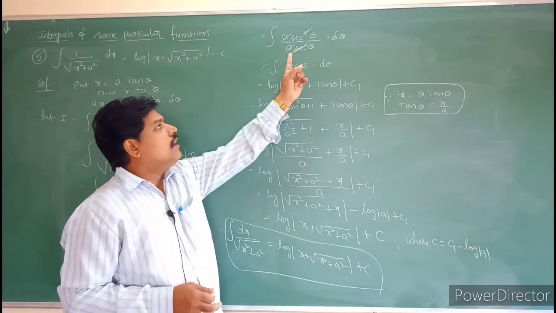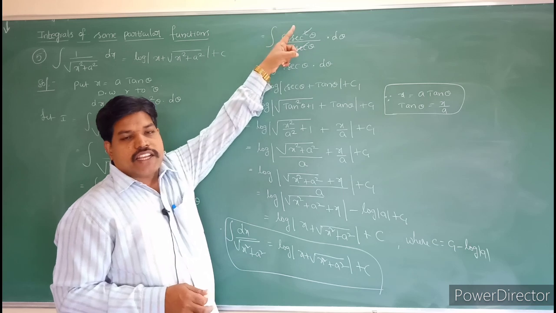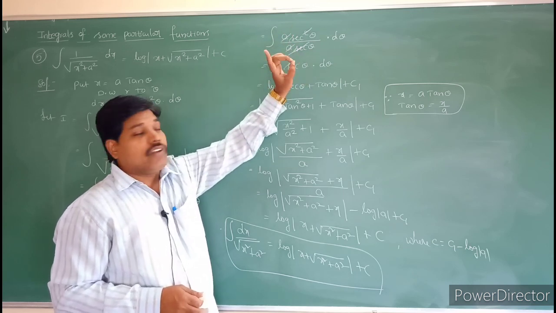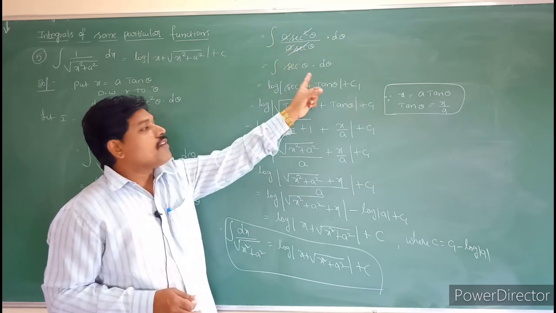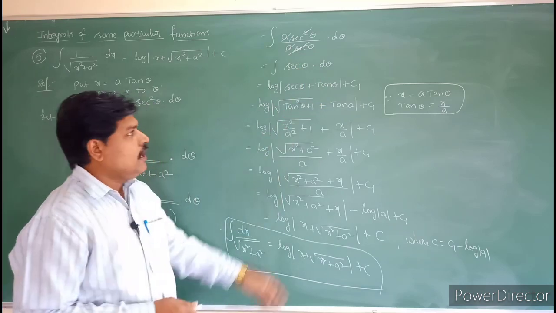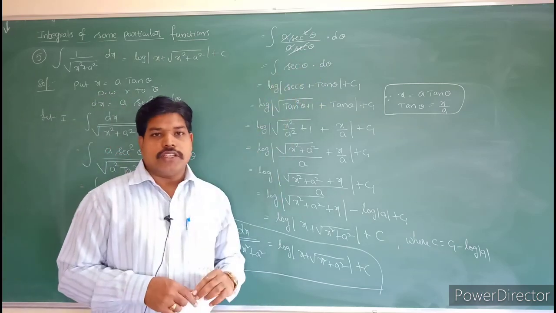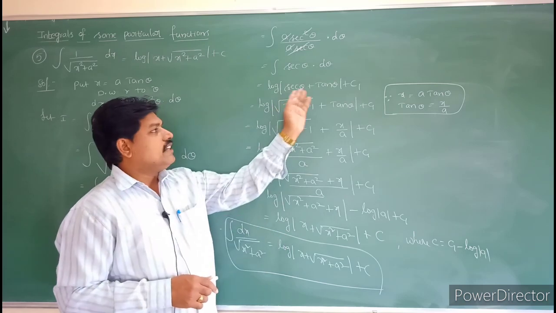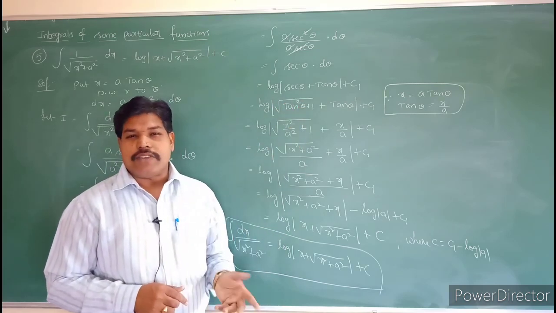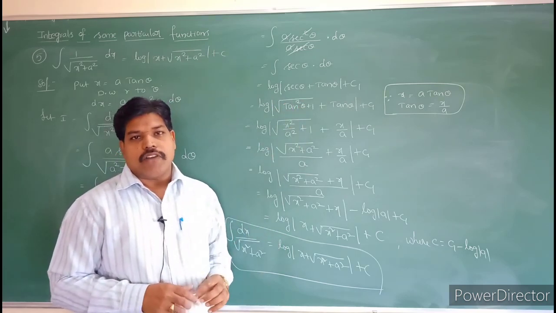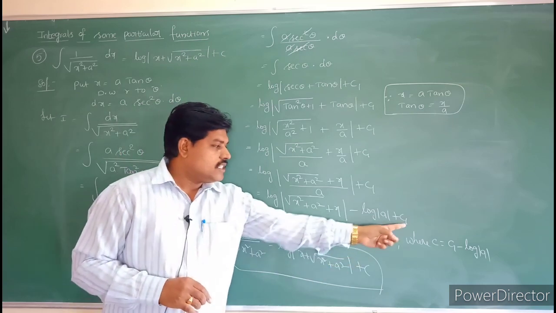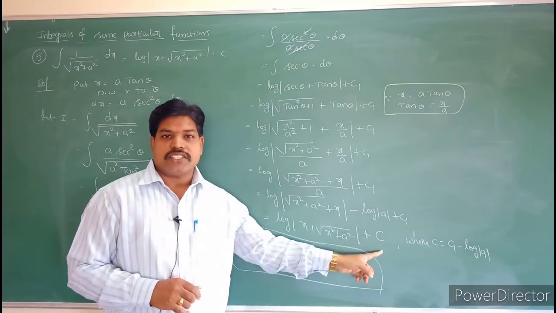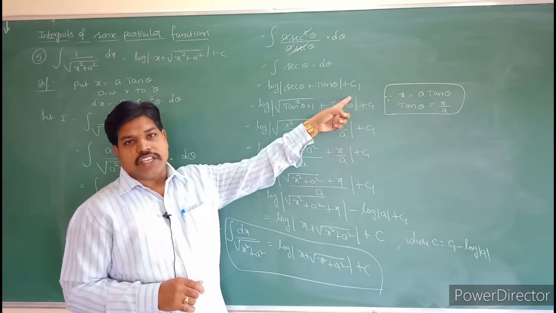a will be cancelled. Secant square theta by secant theta, you will cancel one time. You will get the integral of secant theta d theta. The integral of secant theta formula is log of mod secant theta plus tan theta plus c1. I have taken c1 for our convenience, because at the end c1 minus log a we can take as c. That's why we started with c1 here.